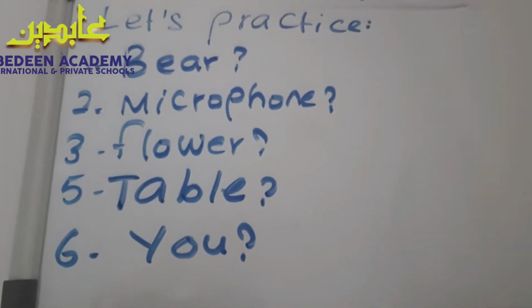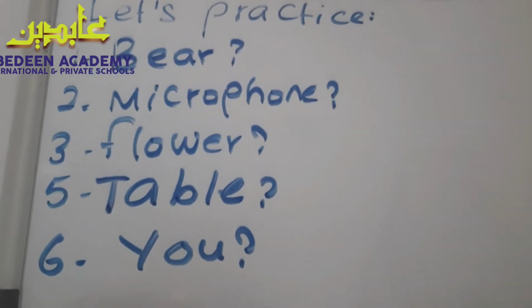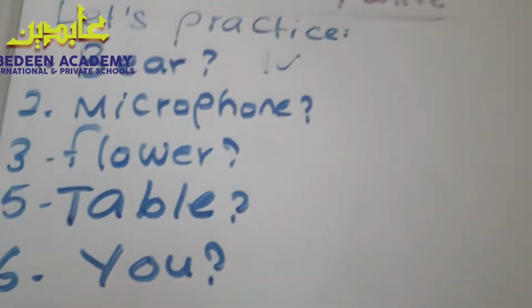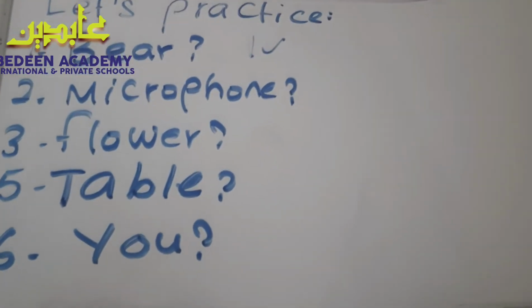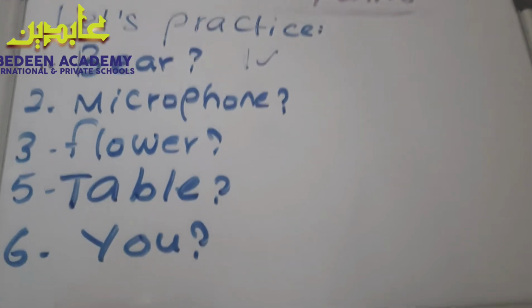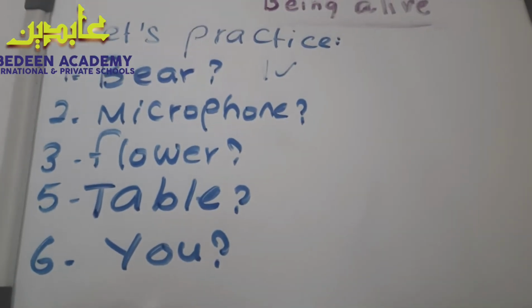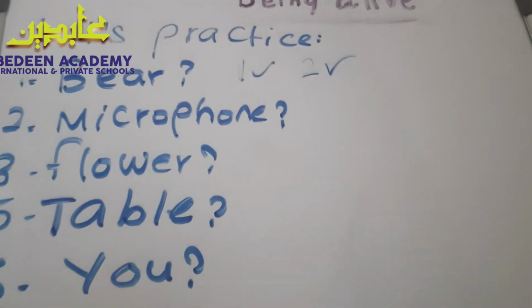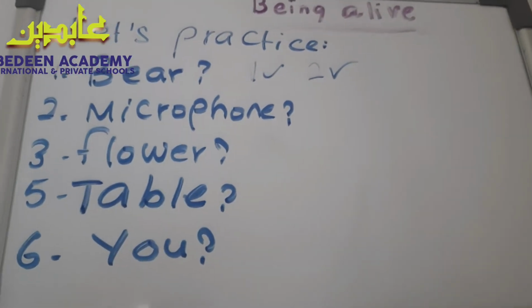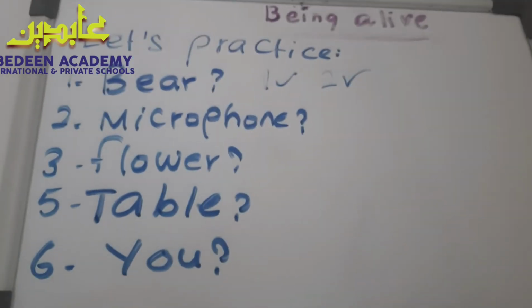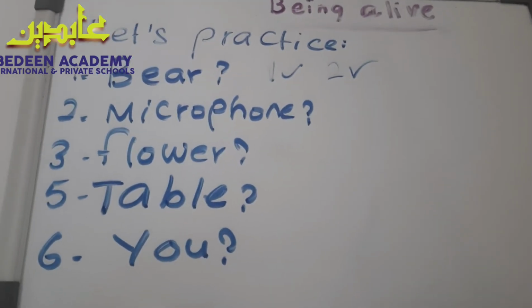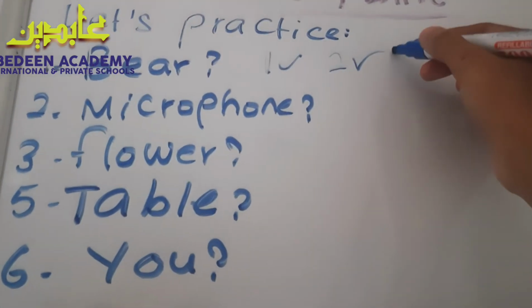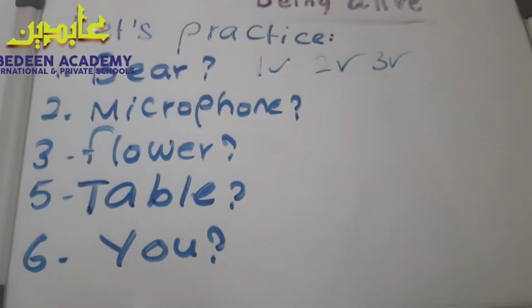Number 1. Does a bear move from one place to another place? Yes. Okay. So number 1, it moves, right? So does a bear reproduce? Does a bear have a baby? Yes, very good. So a bear has a baby. How about, does a bear grow from being a small baby to an adult bear, a big bear? Yes, very good. So it does, right?